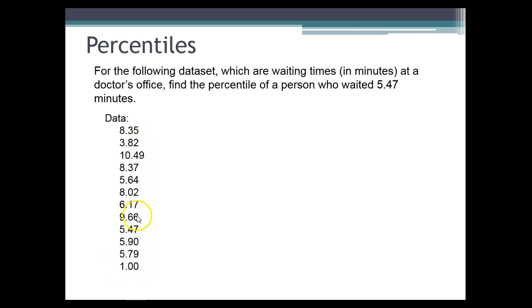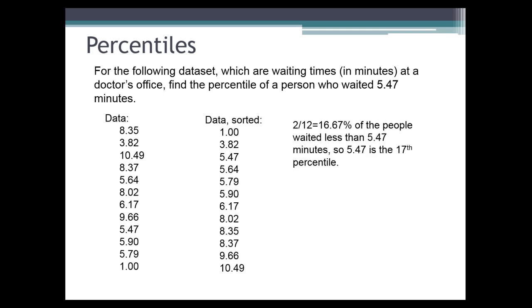So we've got 1, 2 out of 12. So 2 out of 12, and convert that to a percent. It can make it easier sometimes, especially if you're looking at a larger data set, and you will, to sort the data. So I've sorted the data here, just from least to greatest. We've got 2 observations that are less than 5.47, out of 12 total. Convert that to a percent. We get the 17th percentile. Okay.